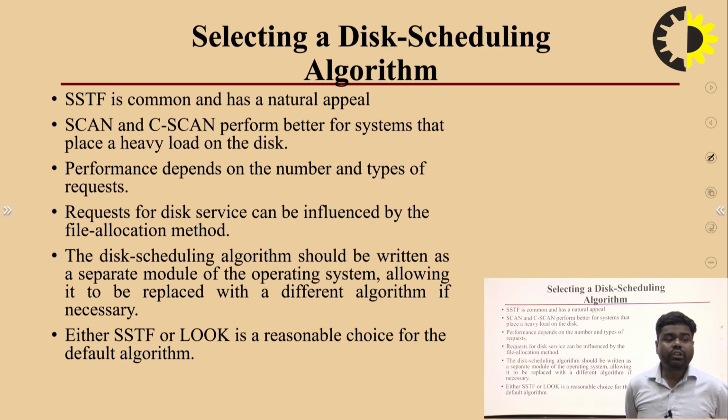The disk scheduling algorithm should be written as a separate module of the operating system, allowing it to be replaced with a different algorithm if necessary. It means the disk scheduling is a very separate module of the operating system, because it has very different algorithms from the CPU scheduling and the process scheduling. This is another method for calculating the disk, and it is the most important part of the operating system. How the disks work is calculated by the seek time.